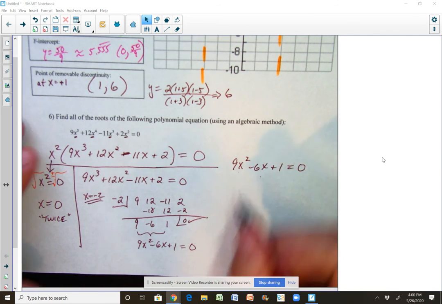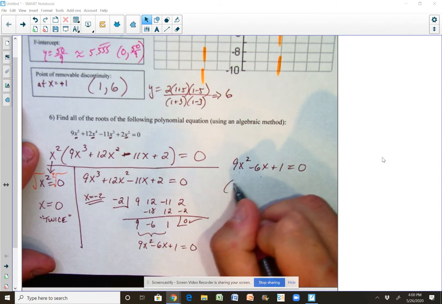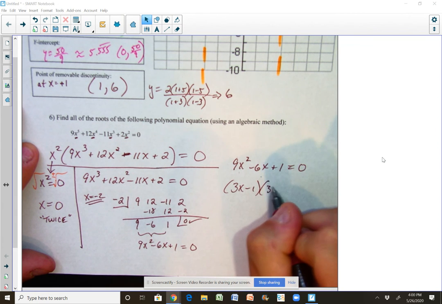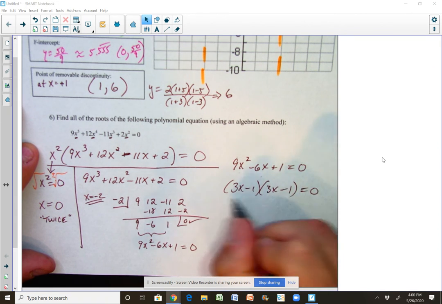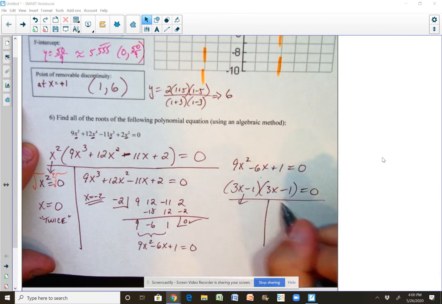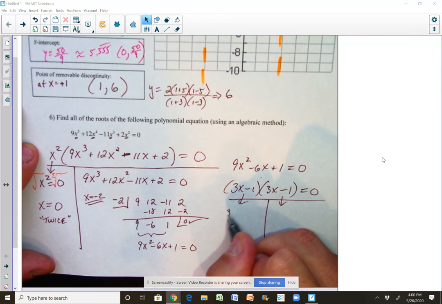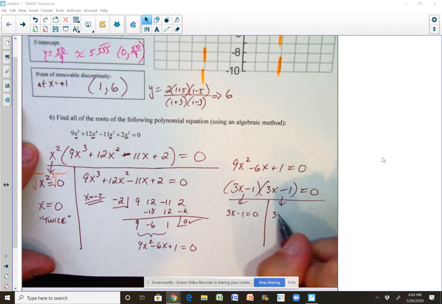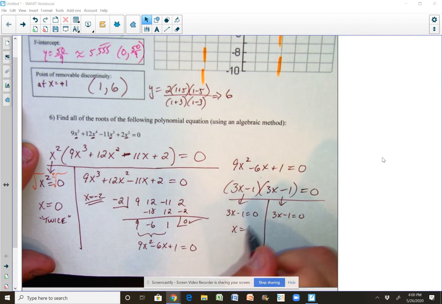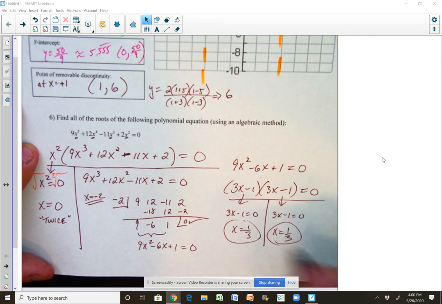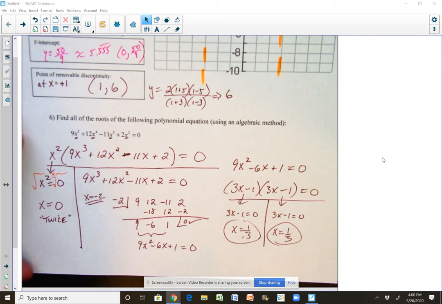In this case, if you were to do the bridge technique, this would turn out to be 3x minus 1 times 3x minus 1 equals 0. So if I show you the algebraic factoring method, this would be 3x minus 1 equals 0 twice. So you get x is equal to 1/3 and x is equal to 1/3. You actually get 2 of the same root again. Just like 0 was twice, this is also twice.